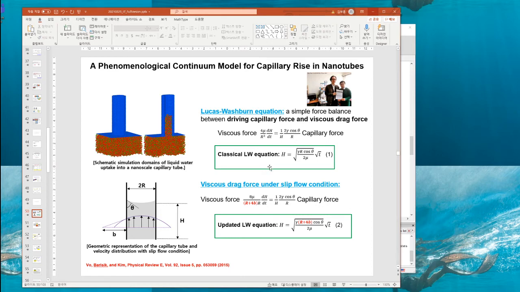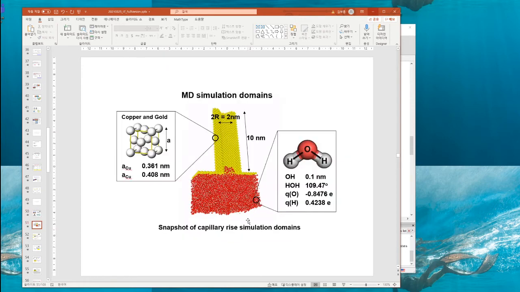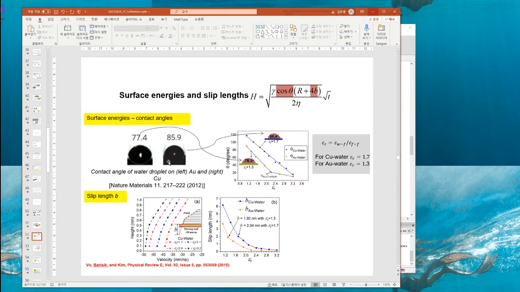Capillary rise. There is already a Lucas-Washburn equation that can predict it, and this equation is actually updated with the slip length, because most microfluidics have slip characteristics at the interfaces, right? So we built that with the MD, and this equation should fit. This equation should be able to predict their behavior. So we have this MD with copper and gold, and we have water, and we make it rise, and we apply the slips and the contact angles to the equations too.